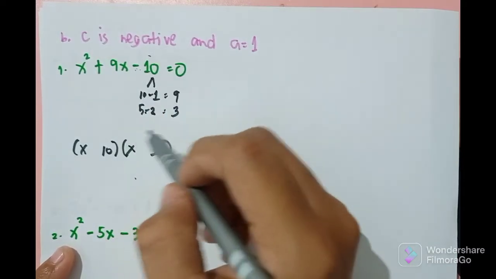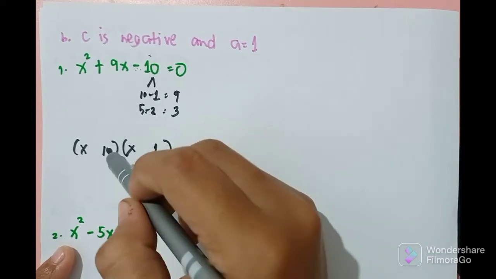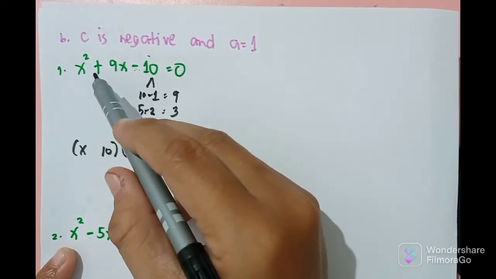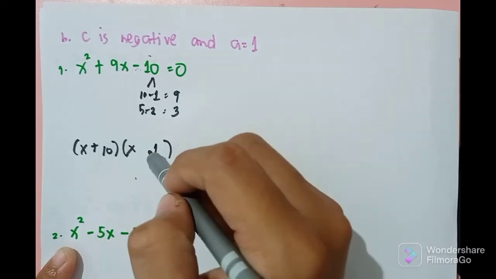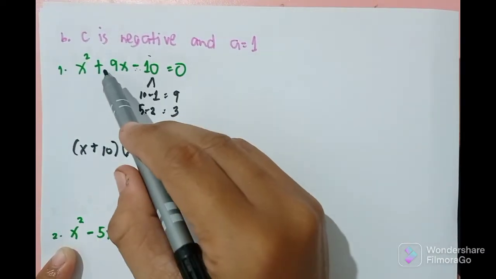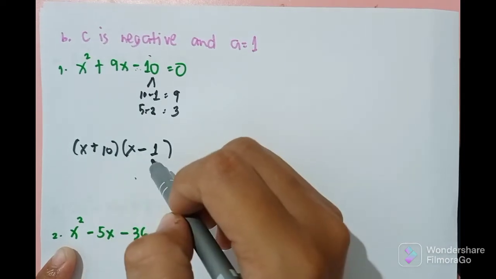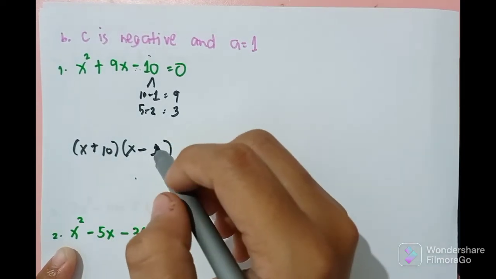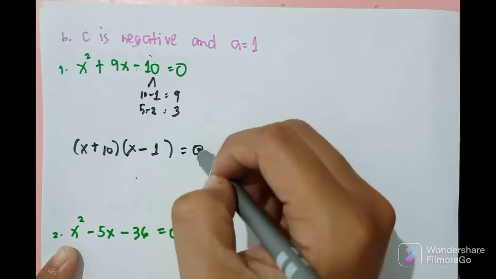Ano ba mas malaki? Si 10 o si 1? Siyempre si 10. So, therefore, si 10 yung gagaya kay middle term, which is positive. Yung isa naman ay negative. Pero kung negative to, itong si 10 magiging negative, ito naman ay magiging positive. Gets po? And this is equal to 0.